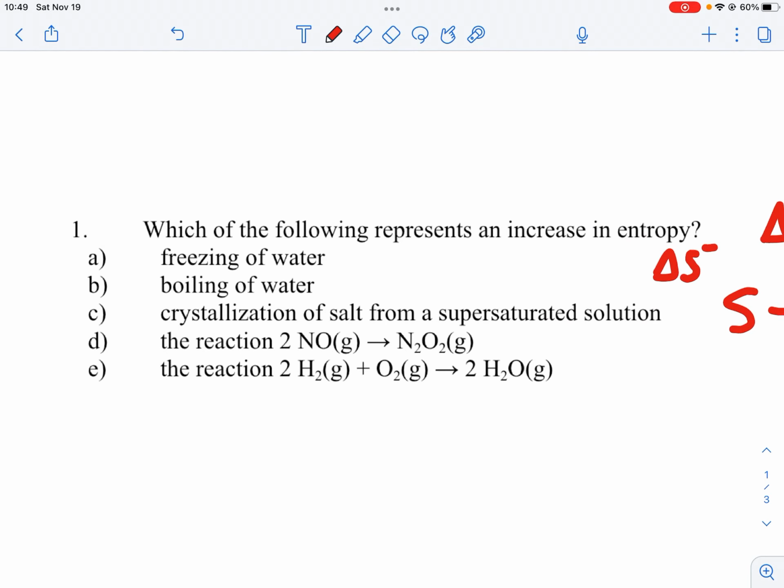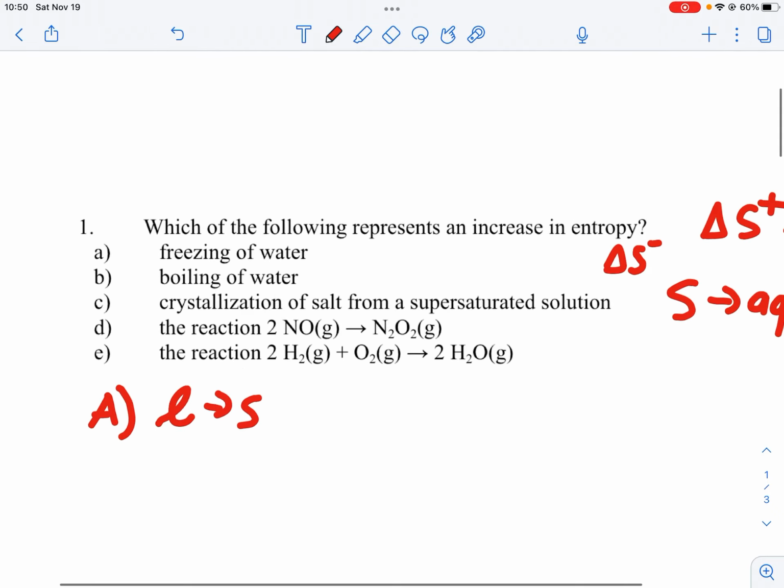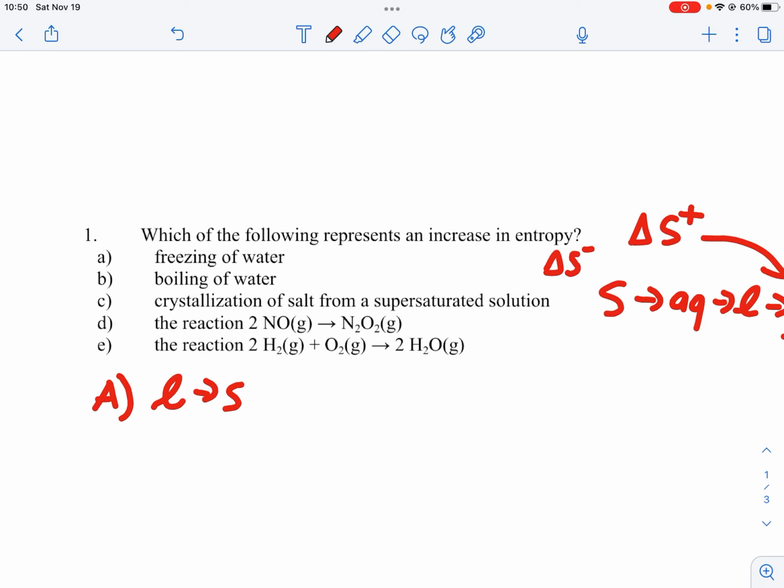Okay, so A, the freezing of water. We know that the freezing of water is a liquid to a solid. And we can just look at our chart over here and see that a liquid to a solid is a negative delta S, which is a decrease. So we know that that cannot be the answer. So we can just cross that one off.